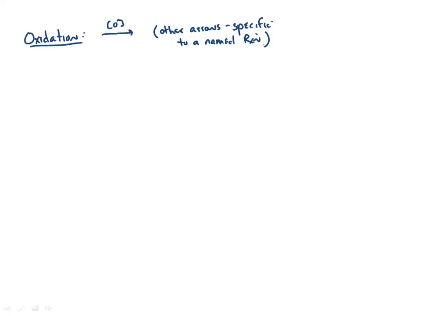Yeah, so other arrows are specific to named reactions generally that have a color change or a precipitate associated with them. Meaning they're still oxidations. What happens to the actual molecule is the same in both sets of reactions. We just have to remember the extra step of what happens to the ingredients or what color change occurs in the reaction.